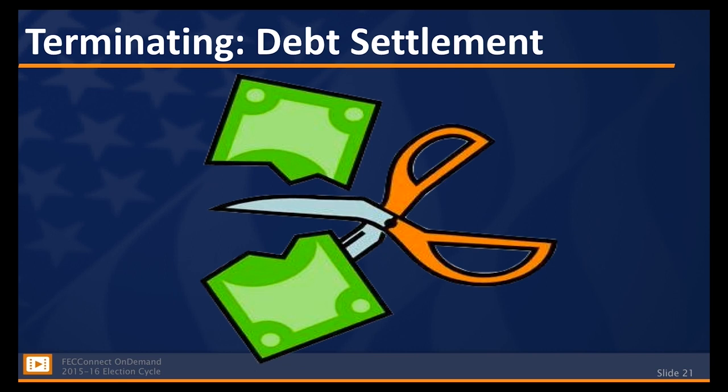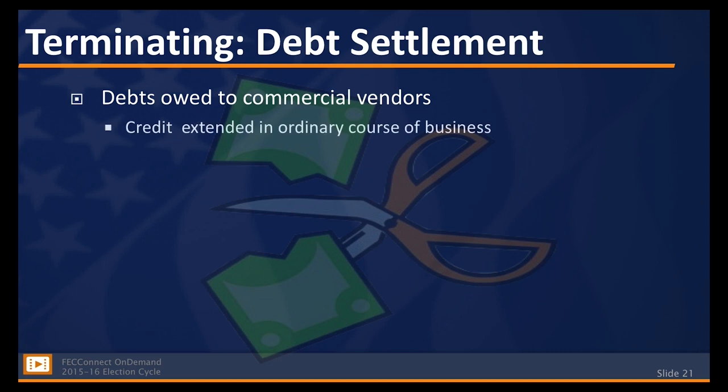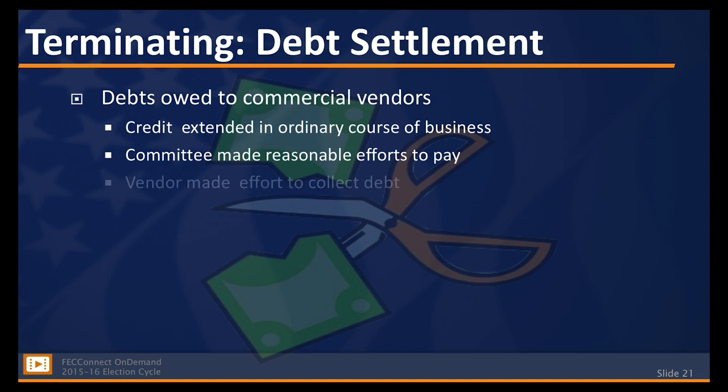In certain situations, a terminating committee can settle debts for less than the full amount owed. If your creditors agree to a settlement, you must file a debt settlement plan, FEC Form 8, with the Commission prior to or along with your termination report. The types of debts subject to settlement include debts owed to commercial vendors, as long as credit was extended in the vendor's ordinary course of business, the committee made reasonable efforts to satisfy the outstanding debt, and the vendor has made an effort to collect the debt.